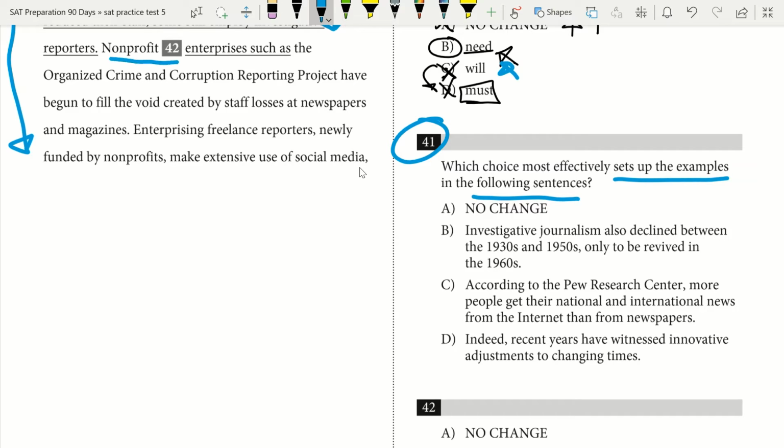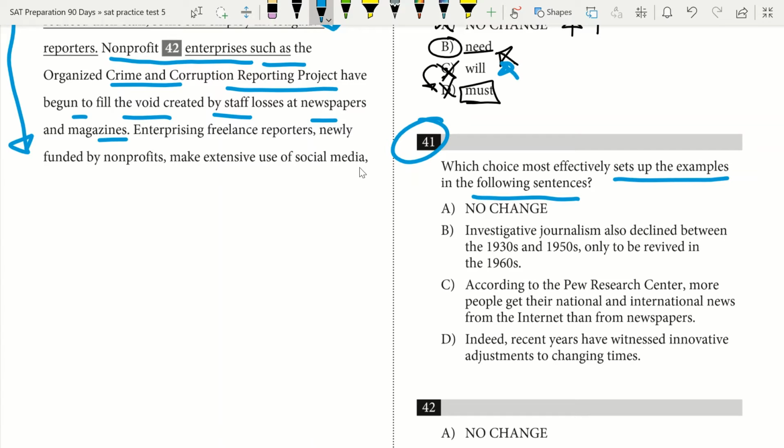So we have "nonprofit enterprises such as Organized Crime and Corruption Reporting Project." Now in this case, I'm going to go ahead and answer question 42 because I see it's a simple grammar question, so I want to answer that as I read on. So I see I have nonprofit enterprises, and then I have "such as the Organized Crime and Corruption Reporting Project have begun to fill the void created by staff losses at newspapers and magazines."